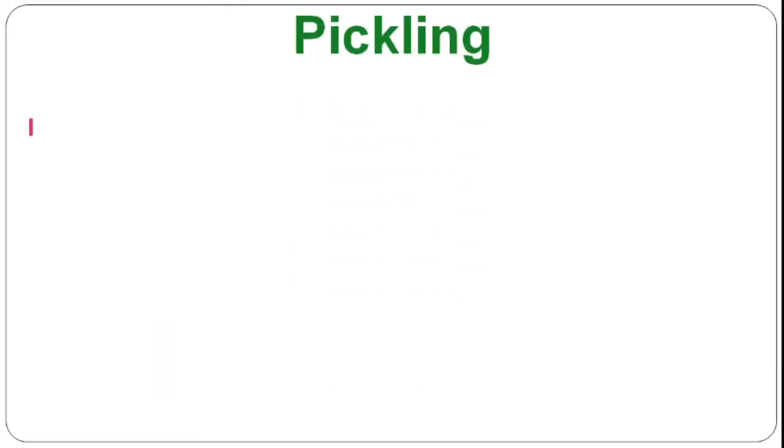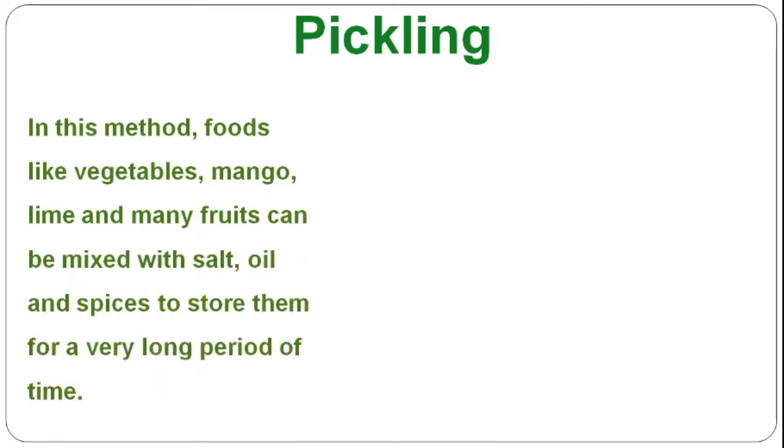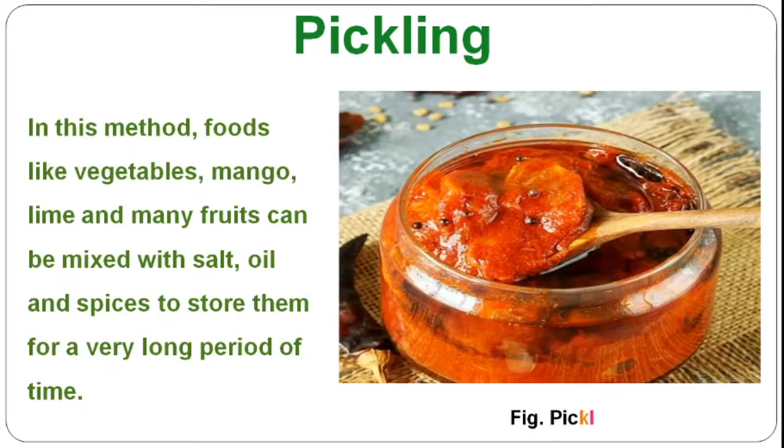Well, pickling. In this method, foods like vegetables, mango, lime, and many fruits can be mixed with salt, oil, and spices to store them for very long period of time. We all like pickles, isn't it? Well, we make pickle by this method only. The method is called pickling, isn't it? All of you love pickle? This helps to keep vegetable or whatever fruit you use in them to store in good condition for a longer period of time.